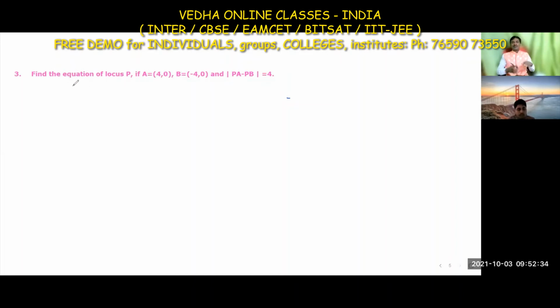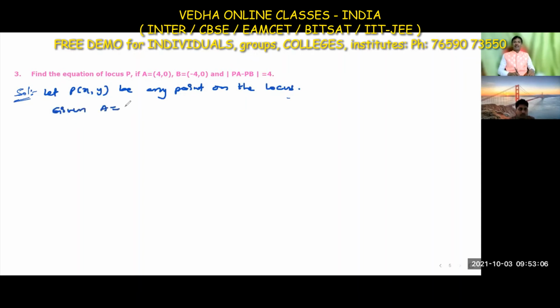In this question, first, whatever the question is, we have to use the same condition here. Let P of (x, y) be any point on the locus. After this, write the given data. What is given? A is equal to (4, 0) and B is equal to (minus 4, 0) are given.